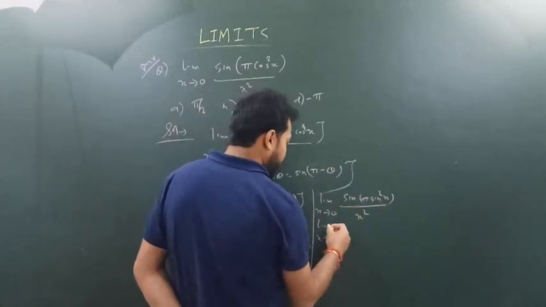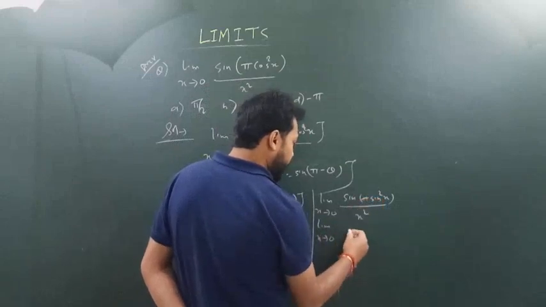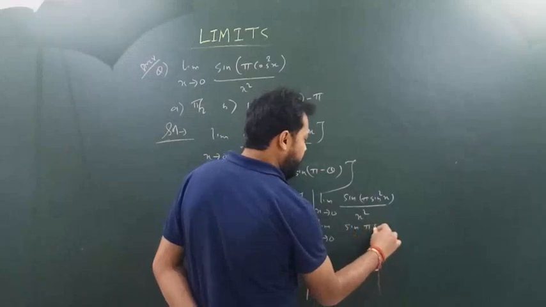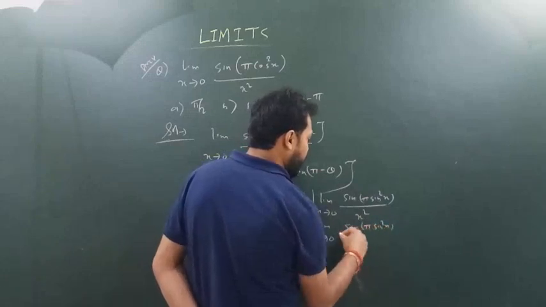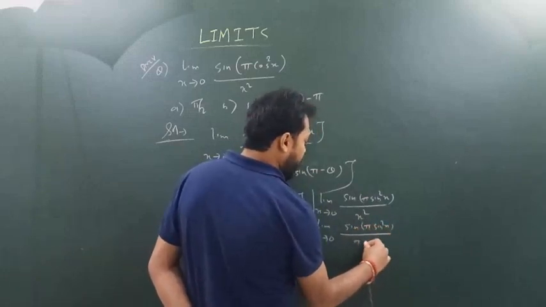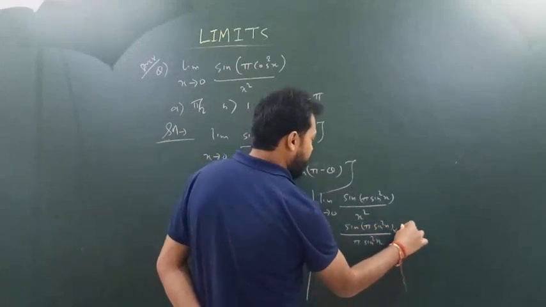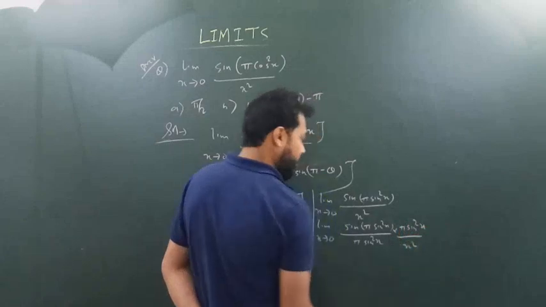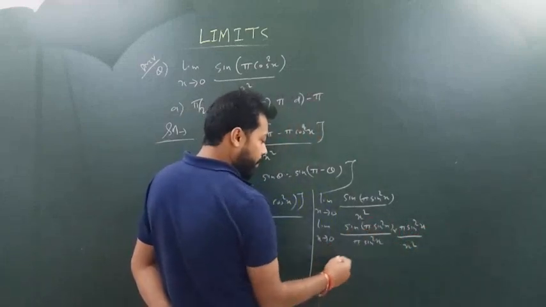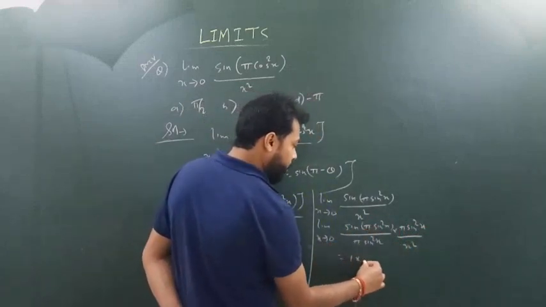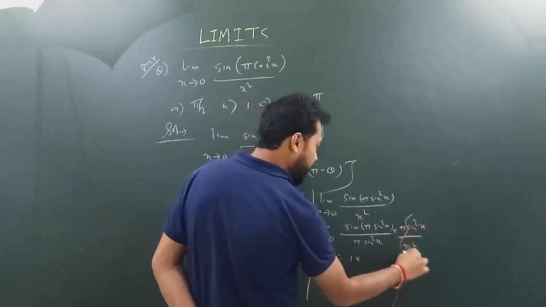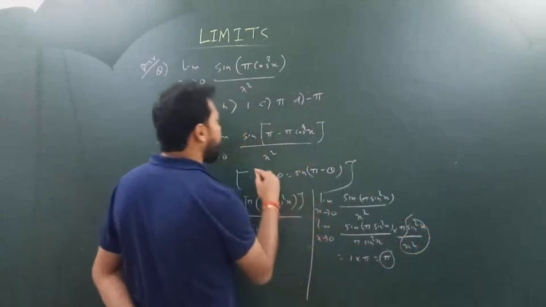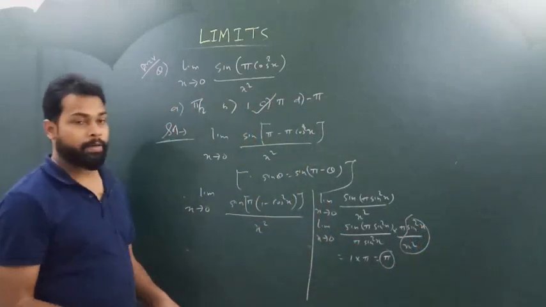So finally what we are getting? We can write it like this: sin of pi sin square x divided by pi sin square x, into pi sin square x divided by x square. So the first part will become 1, so 1 into, and the sin x by x part will also become 1. So 1 into pi, that will give the value pi. So option C is correct.